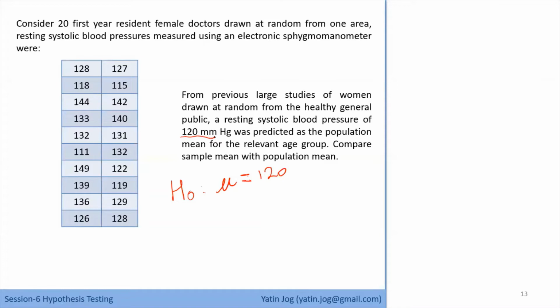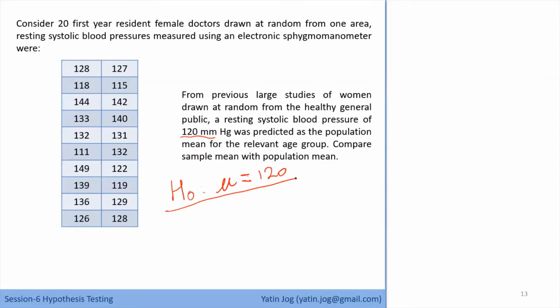Sir, it should be mu is equal to 120. Yeah, that is in notation format, which I have given on the screen. Well, how can I write this in statement format?